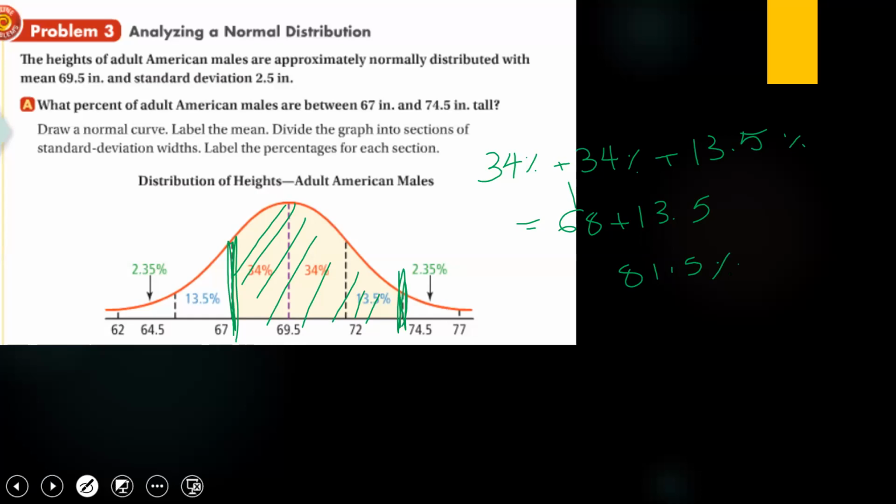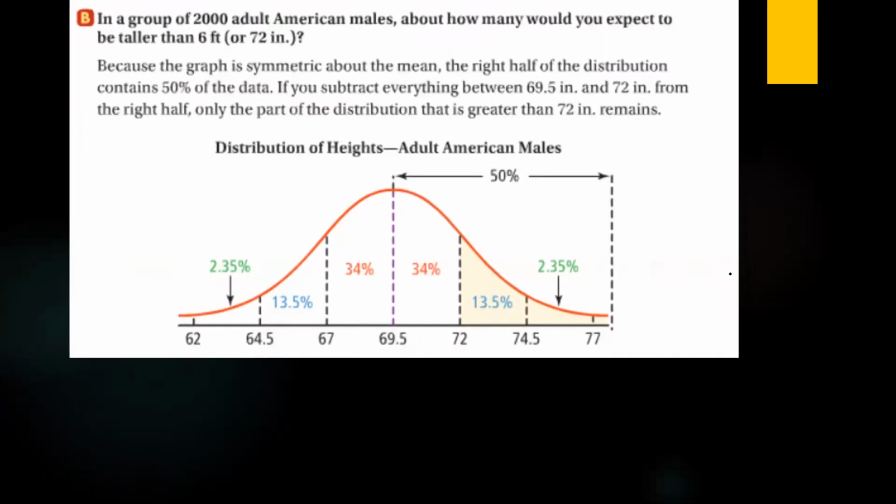Is it clear? Yes. Now, in a group of 2,000 adult American males, about how many would you expect to be taller than 72 inches? I'm looking now at above 72. So here is 72, above 72.